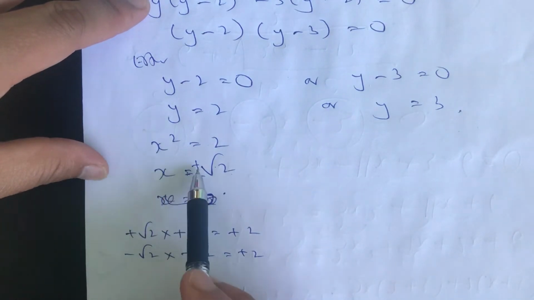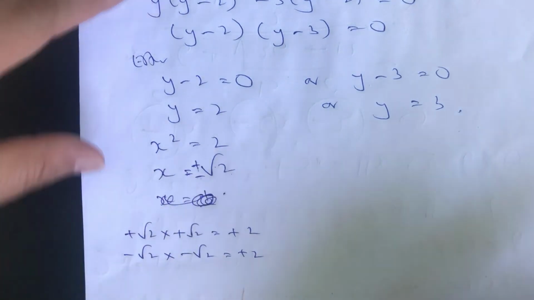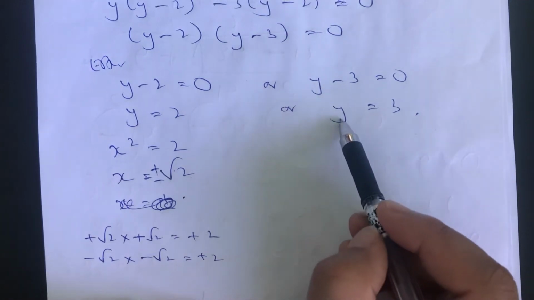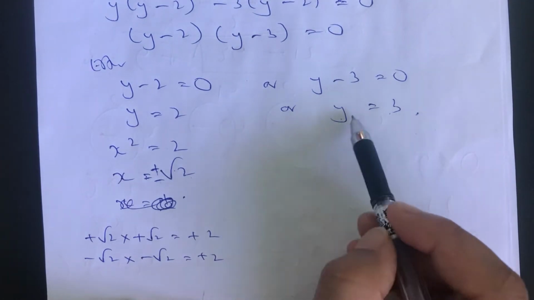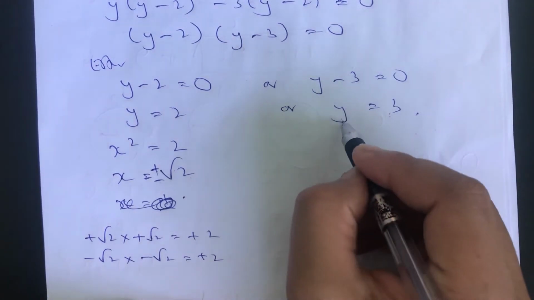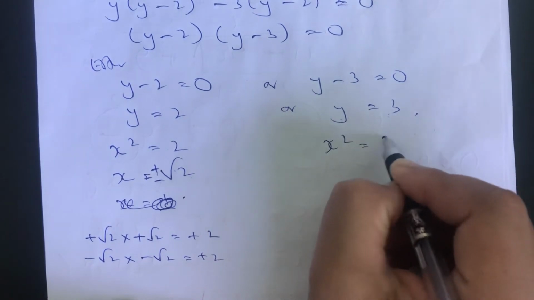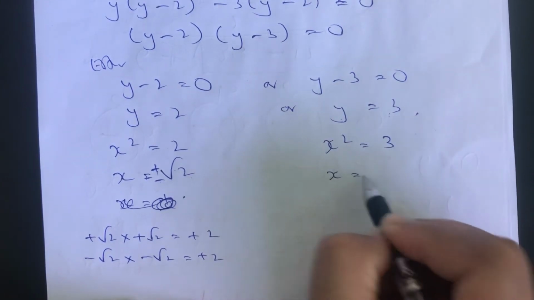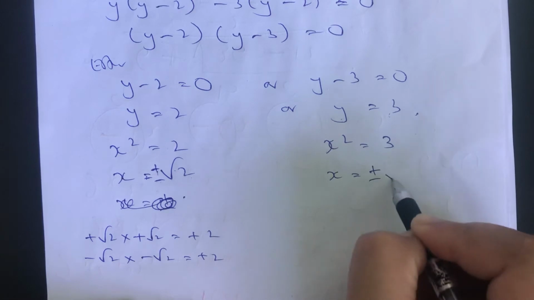So that's why x is equal to both plus and minus root 2. Similarly, we have y is equal to 3 over here. So once I get y is equal to 3, what is y? y is x squared, which is equal to 3. So then x is equal to what? Root 3, which means both plus and minus root 3.